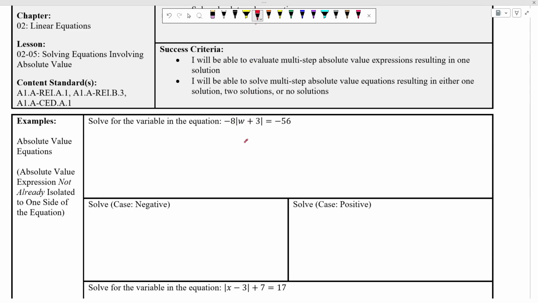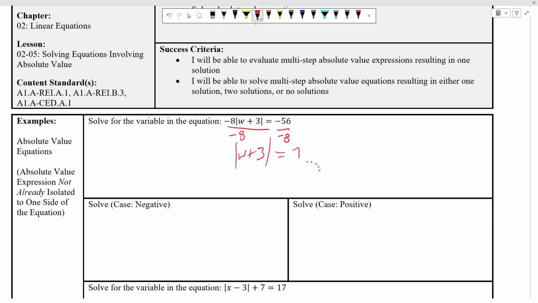Let's inverse this thing. Minus 8, minus 8. Okay, so this would be w plus 3 equals, let's see, this would be plus 7. Now this is isolated. This whole absolute value term is completely isolated on this side of the equation. Thus, we can now begin to solve for w further.